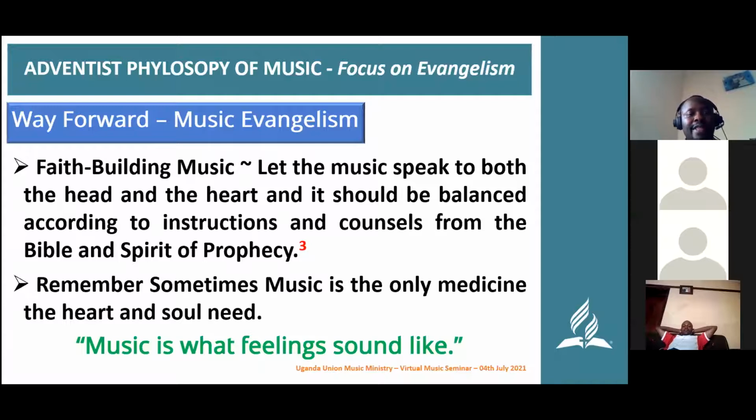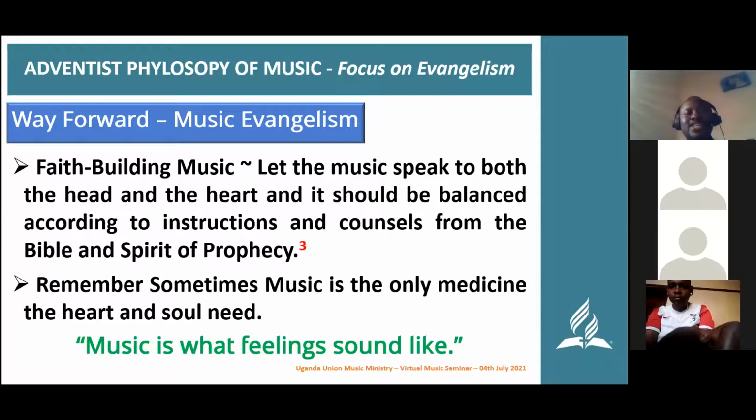The other point is we have to get faith-building music. Let the music speak both to the head and to the heart. It should be balanced according to the instructions and the counsels from the Bible and the Spirit of Prophecy. Please, please ensure that the music is speaking both to the head and to the heart.